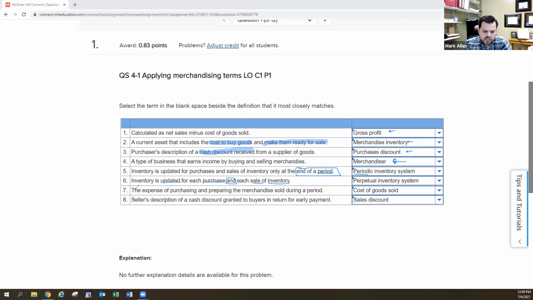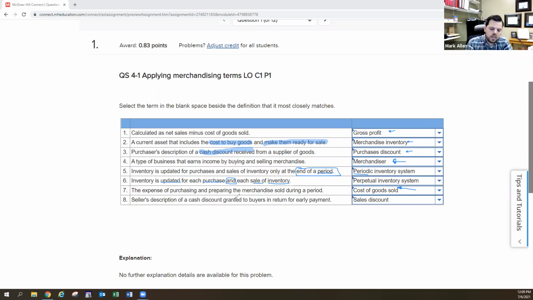Now, the next thing that we see here, number 7, the expense of purchasing and preparing the merchandise to be sold during a period. This is exactly what cost of goods sold is defined to be. All right, so this is the cost of the thing that we've sold. So it's named pretty aptly, so we do like that one.